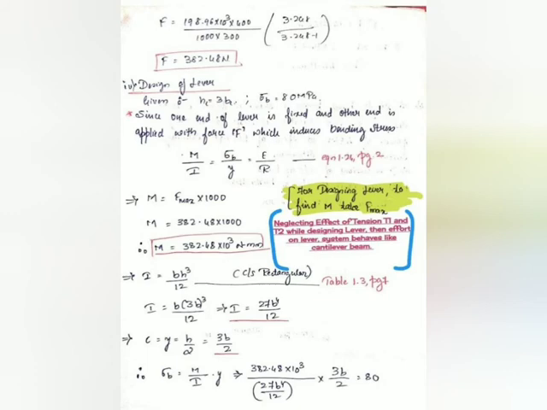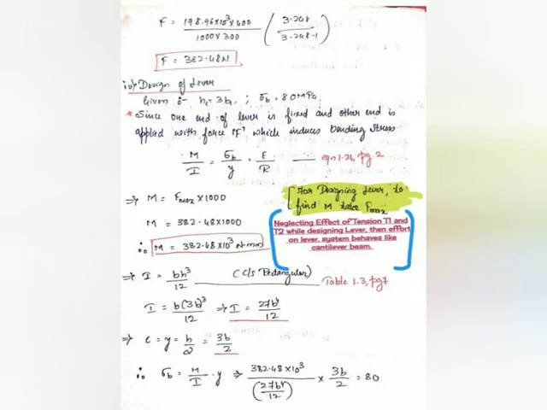Once again I would like to say that while designing a lever we are not considering the effect of tensions T1 and T2. Only then does the lever behave like a cantilever beam, with one end fixed at the fulcrum and the other end loaded by the vertical load F. So we got this bending moment M.